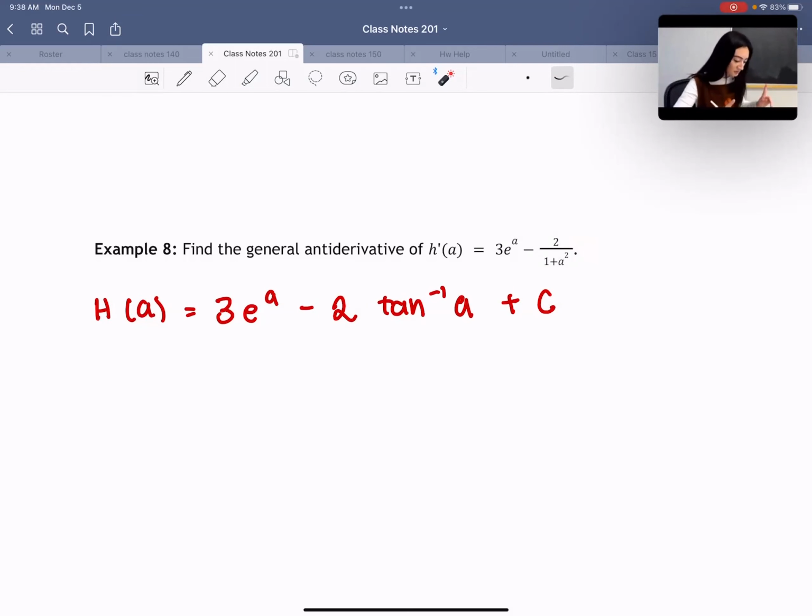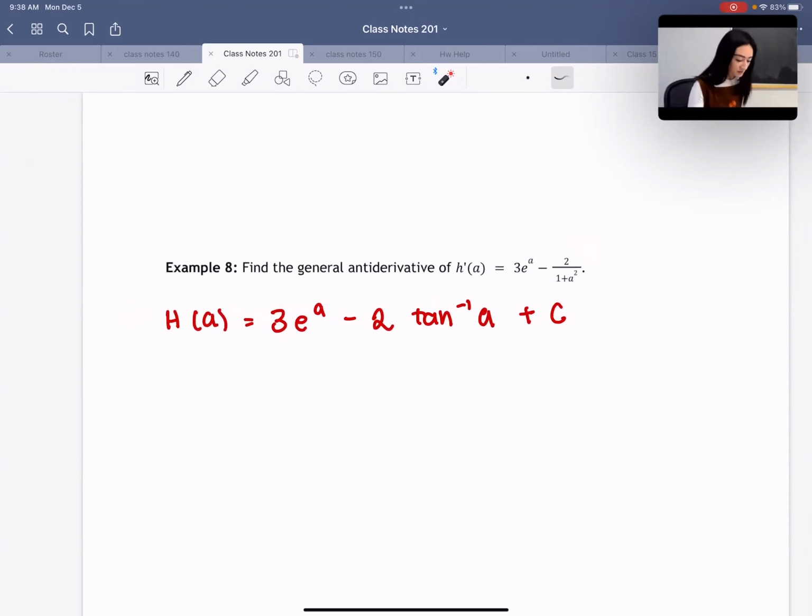So how about our plan for Wednesdays? We'll do a little bit more practice with this, so we get a little bit more comfortable with finding antiderivatives. But for now, let's kind of keep chugging along.